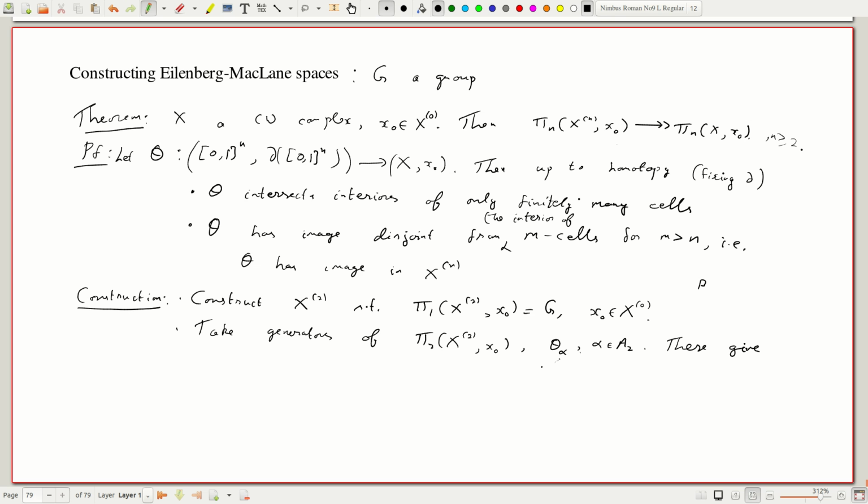So theta alpha are going to map [0,1] squared, but relative to the boundary of [0,1] squared, to x2 and x0. So these give maps v alpha mapping S2 to the space x2, and indeed the special base point of S2 to the point x0. Now we attach 3 cells along these.